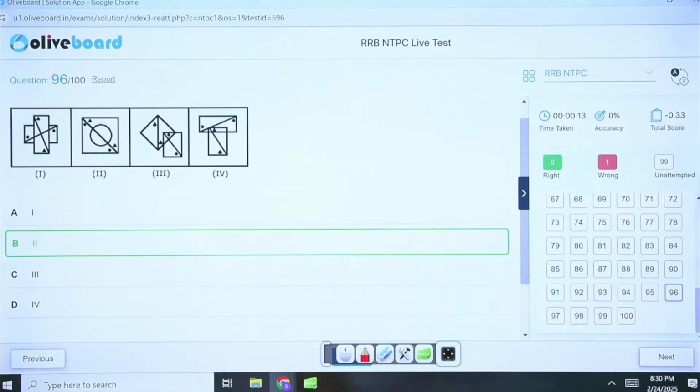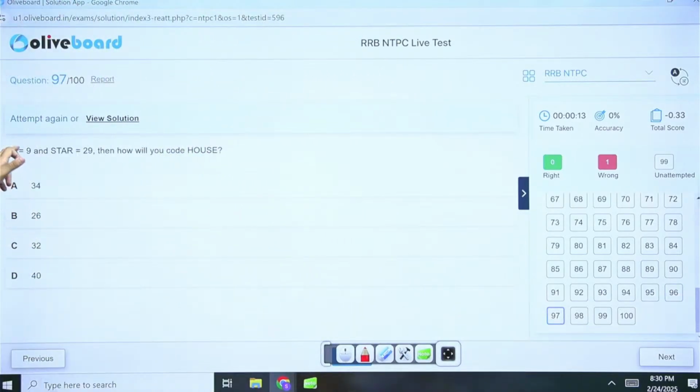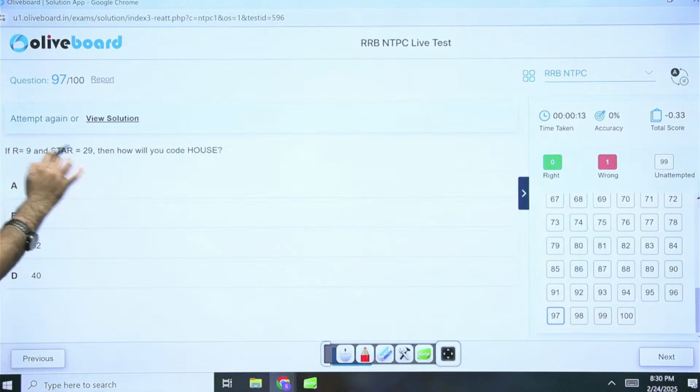Sometimes things are very easy and clearly visible to you, but you just don't want to see it. You just can't accept that it can be so easy. This is interesting. R equal to 9. Most of you will start thinking that this is a reverse place value. And then you will waste your time. You will add the reverse place values here. But be very careful. If you take the reverse place value, A itself is 26.